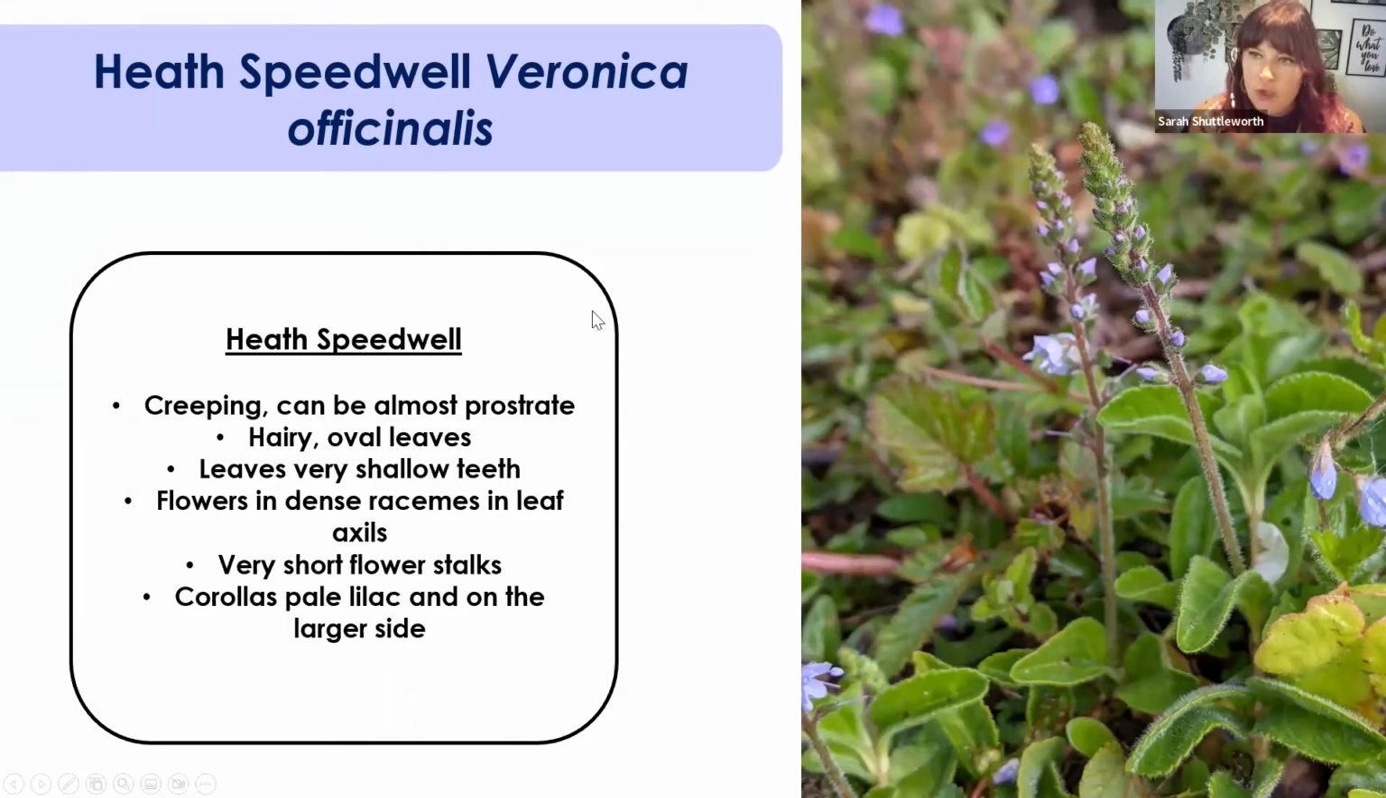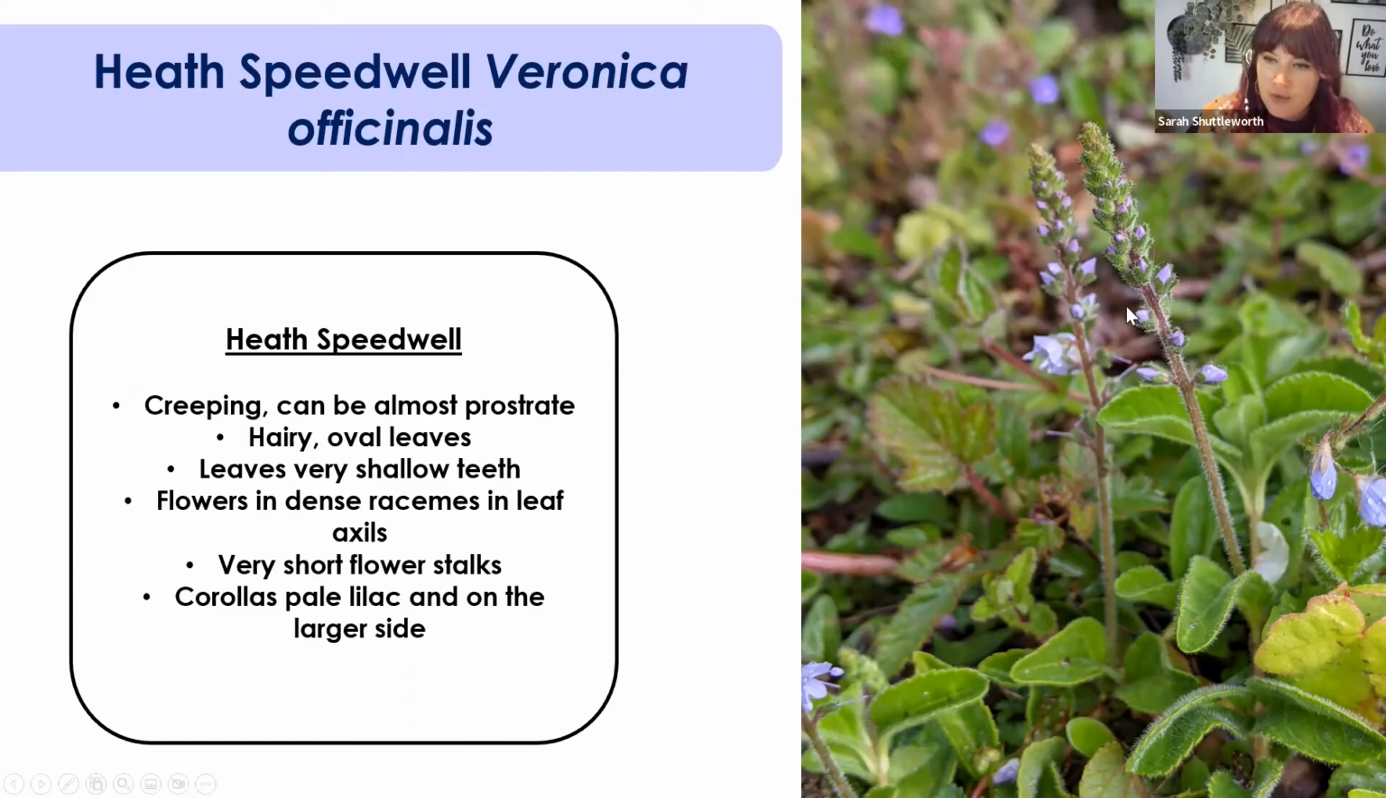And the whole look of the plant is that the leaves are creeping along the ground and can almost form a kind of mat in an area, just sending up their racemes of flowers. They're generally really hairy plants. You can see the stems on this one are hairy, the leaves are hairy, and the leaves are an oval shape, but often quite folded in towards the middle like this. And the leaves themselves have very shallow teeth, if you look at them closely. And then the flowers are in these dense racemes here.